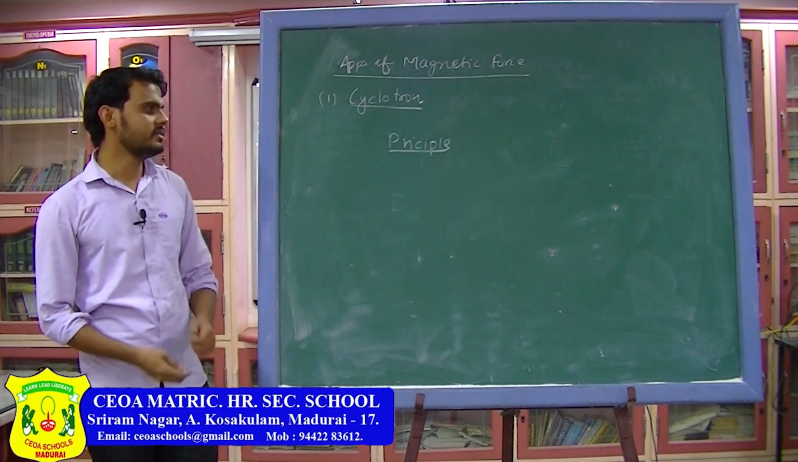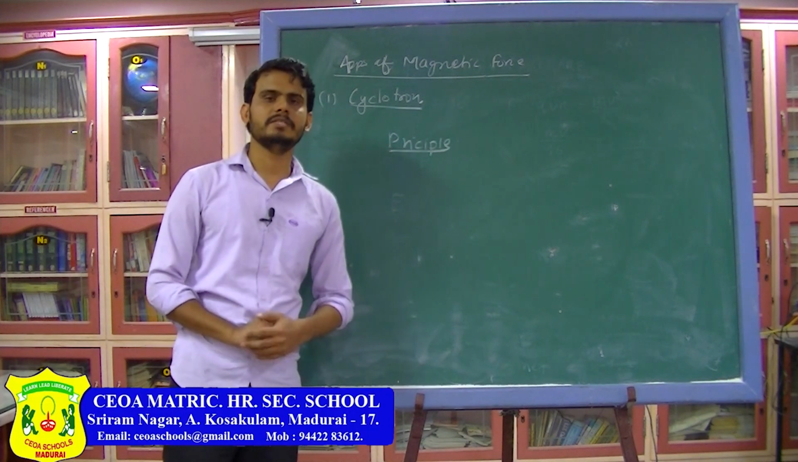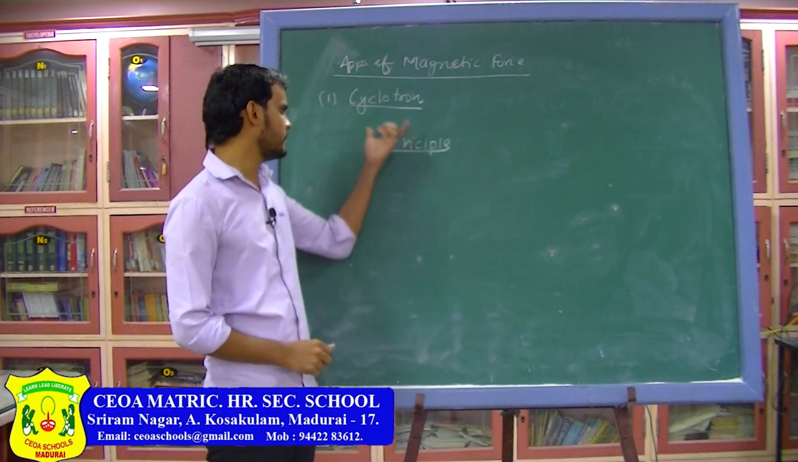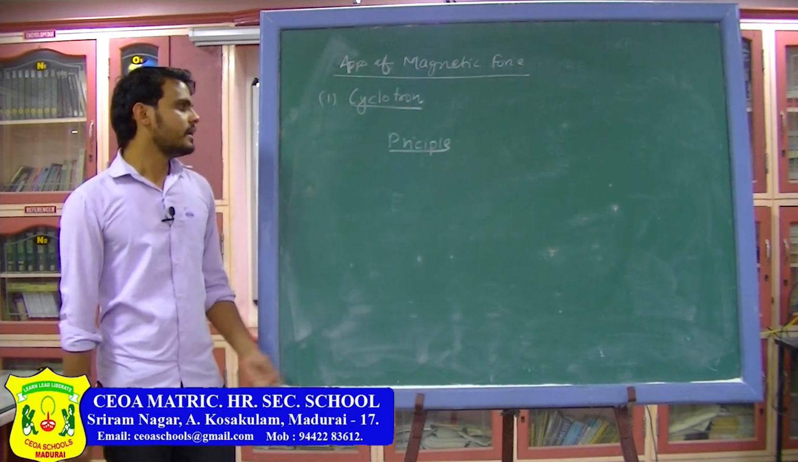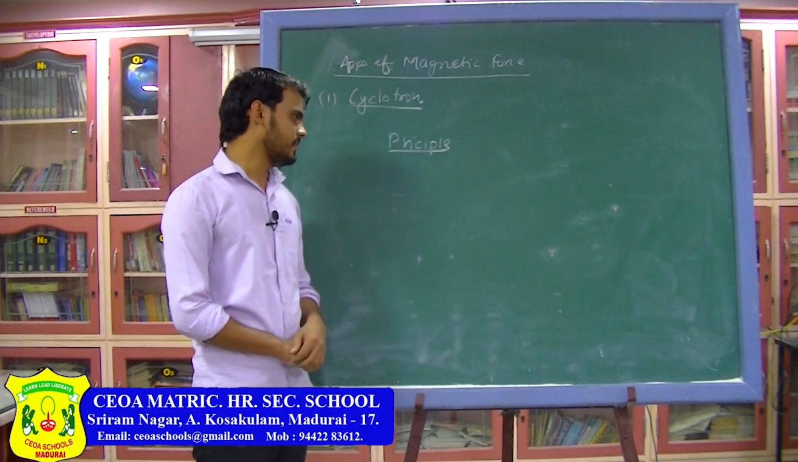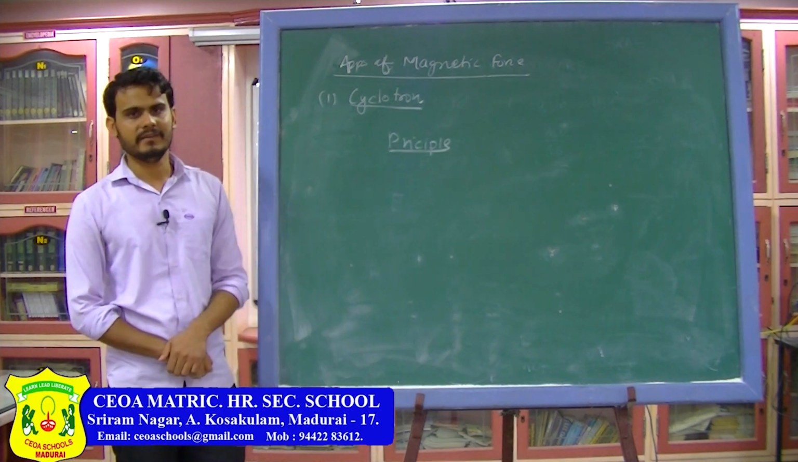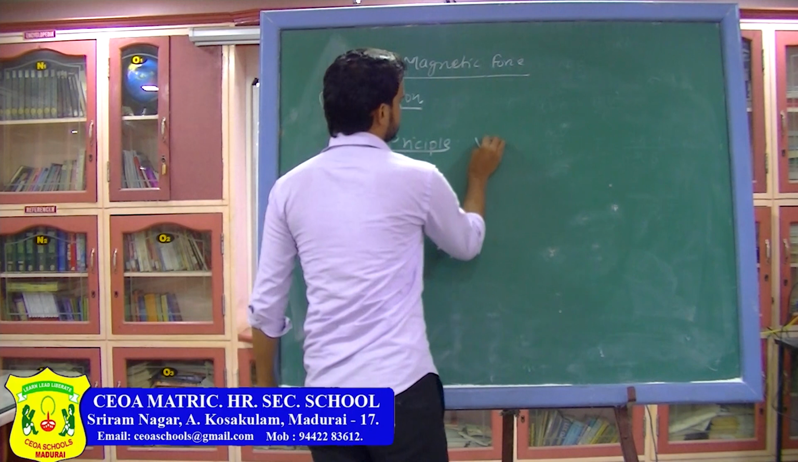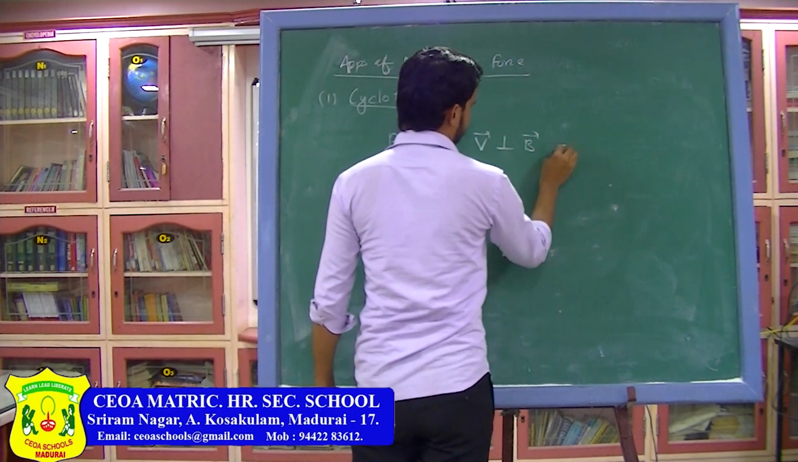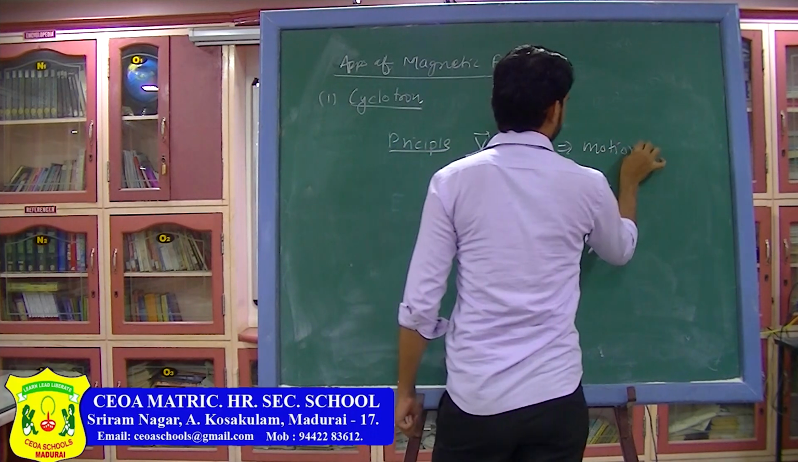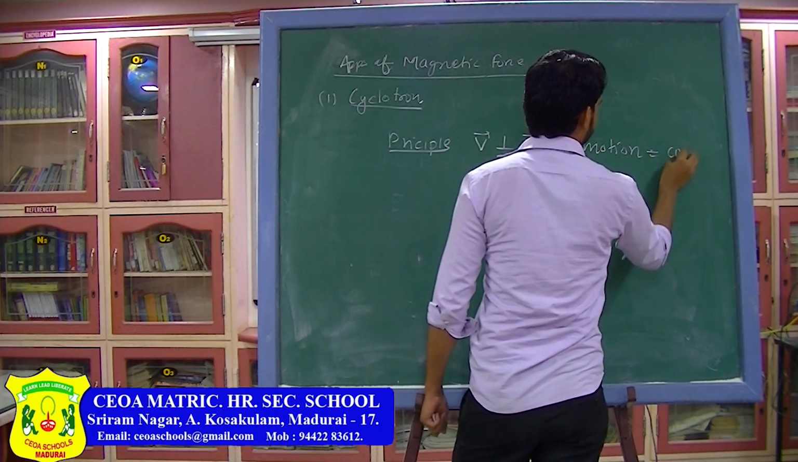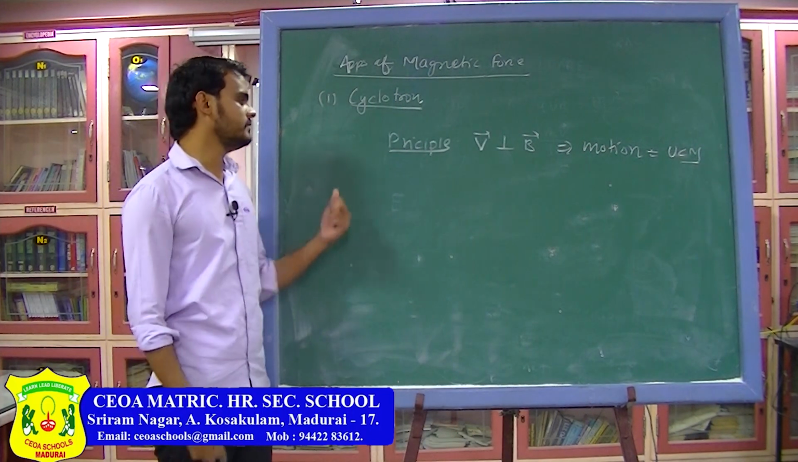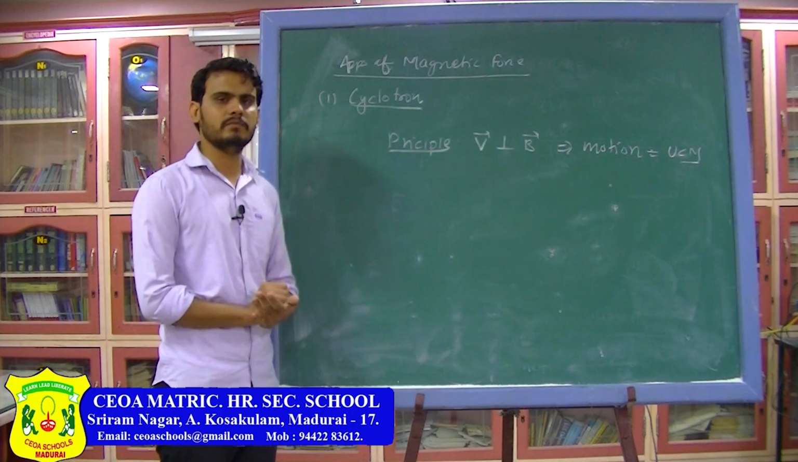Now the principle of cyclotron is very simple. Just now we have seen that if the velocity is perpendicular to the magnetic field, the particle moves in a circular motion. So the cyclotron works on the principle that a charge entering the magnetic field at 90 degrees, with a velocity perpendicular to the magnetic field, undergoes circular motion. So the principle of cyclotron is, if V is perpendicular to B, then the motion will be circular or uniform circular motion. Now we will see how the cyclotron looks and what are the formulas for cyclotrons.